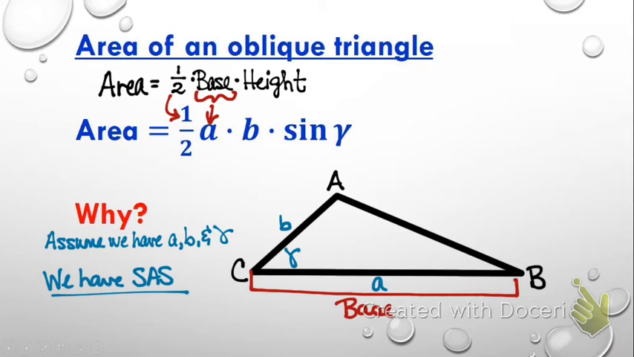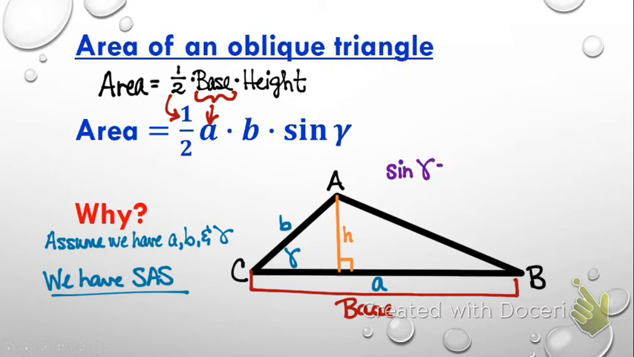Drop an altitude from angle A down to side A. And what's a feature of altitudes that we're making use of here? 90 degrees. So that's my height. Can you see any way that I could use the given information, A, B, gamma, to find the height? What could I do? I can use sine.